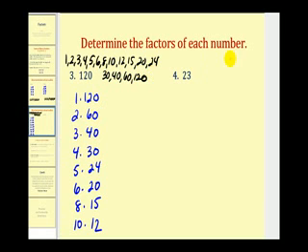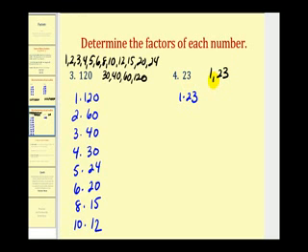Okay, let's go ahead and take a look at one more. We have the number 23. Of course, we can obtain 23 by multiplying 1 times itself. Now, there aren't any other numbers that we can multiply together to get 23, so 23 only has two factors, 1 and itself. And because this number only has two factors, it has a special name. It's called a prime number.